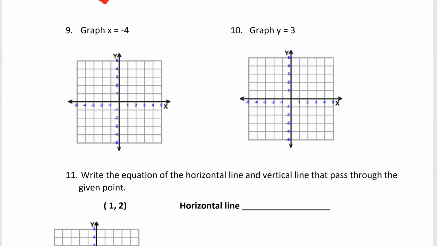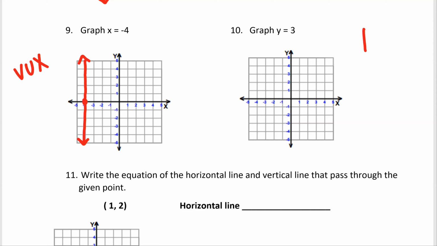Number 9, x is equal to -4. To help you remember, vux, it's a vertical line, an undefined slope, and x equals is the equation of the line. So go where x is equal to -4, and then draw a vertical line.